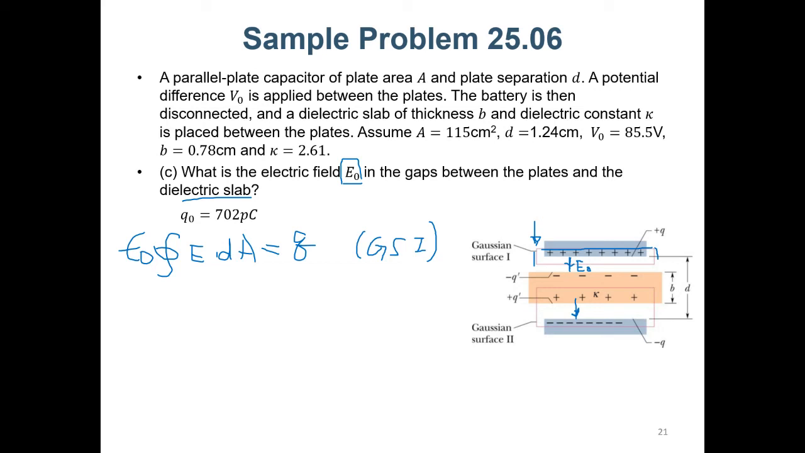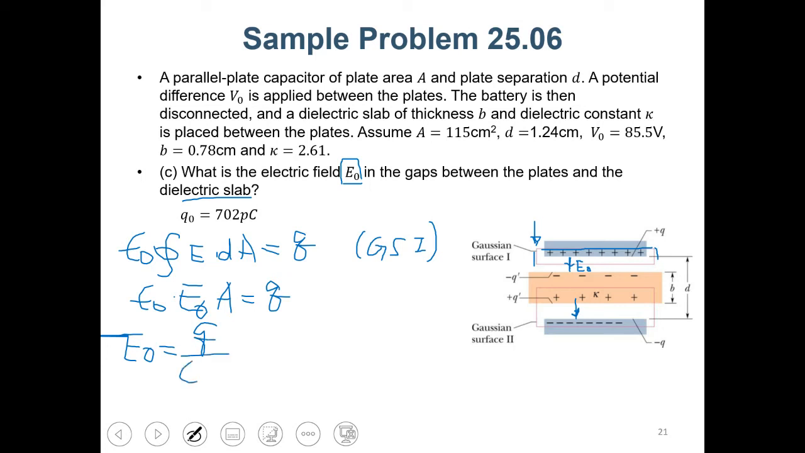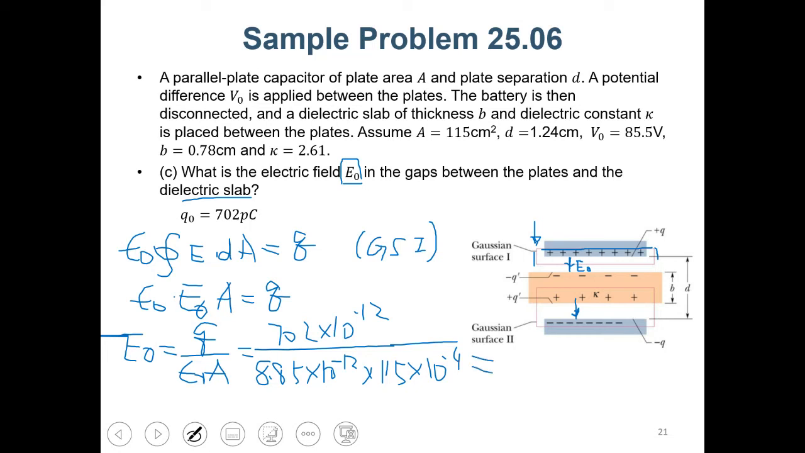So there is only E0 A. So it should be epsilon naught times E0 A equals Q. So E0 should be Q over epsilon naught A. So it will become 702 times 10 to minus 12 over 8.85 times 10 to minus 12 times 115 times 10 to minus 4. So it will become 6900 volt per meter. So this is the E field in the gap between the plate and the dielectric slab.